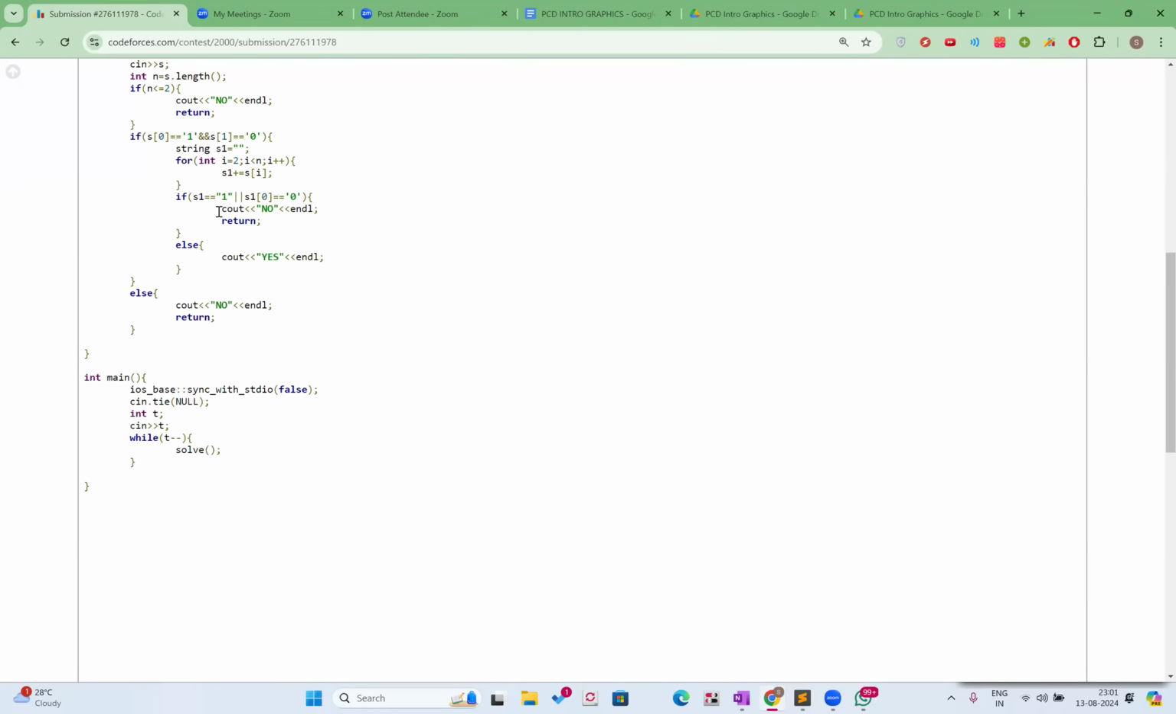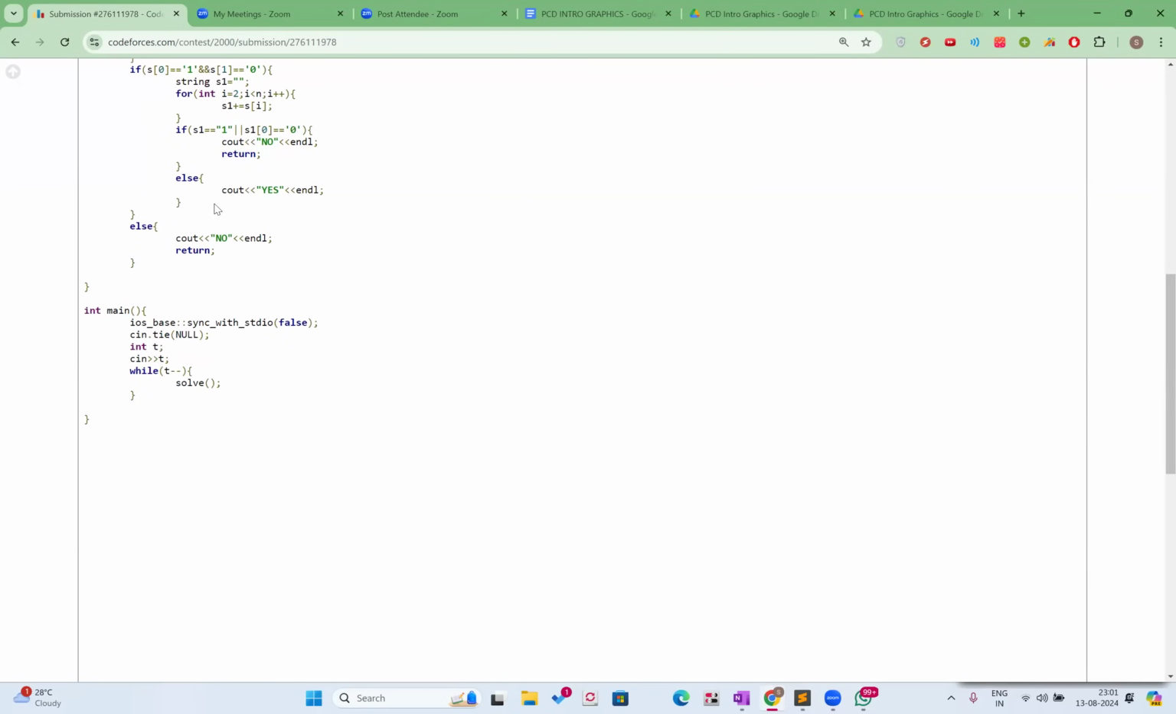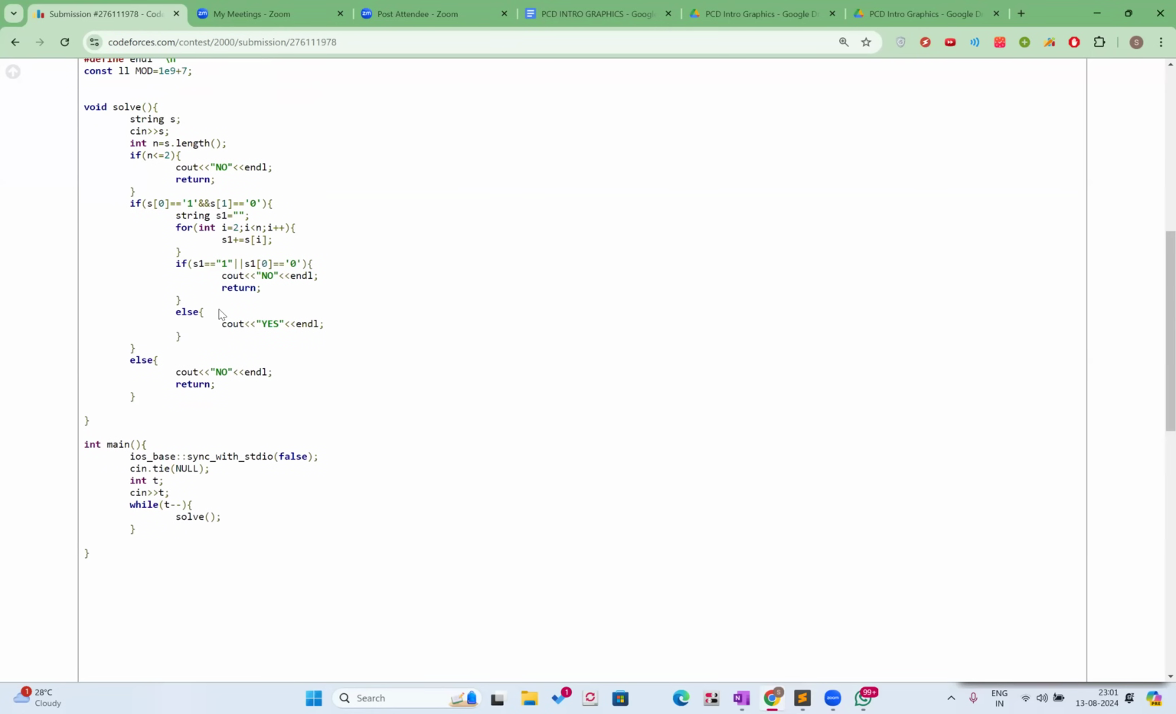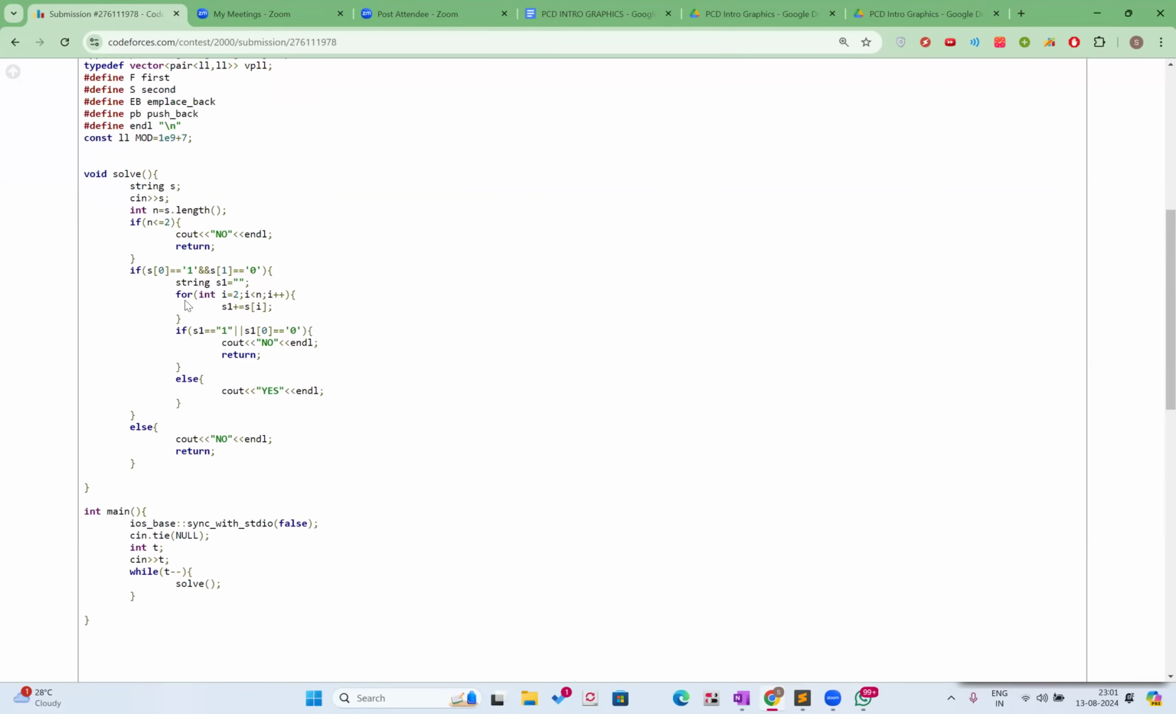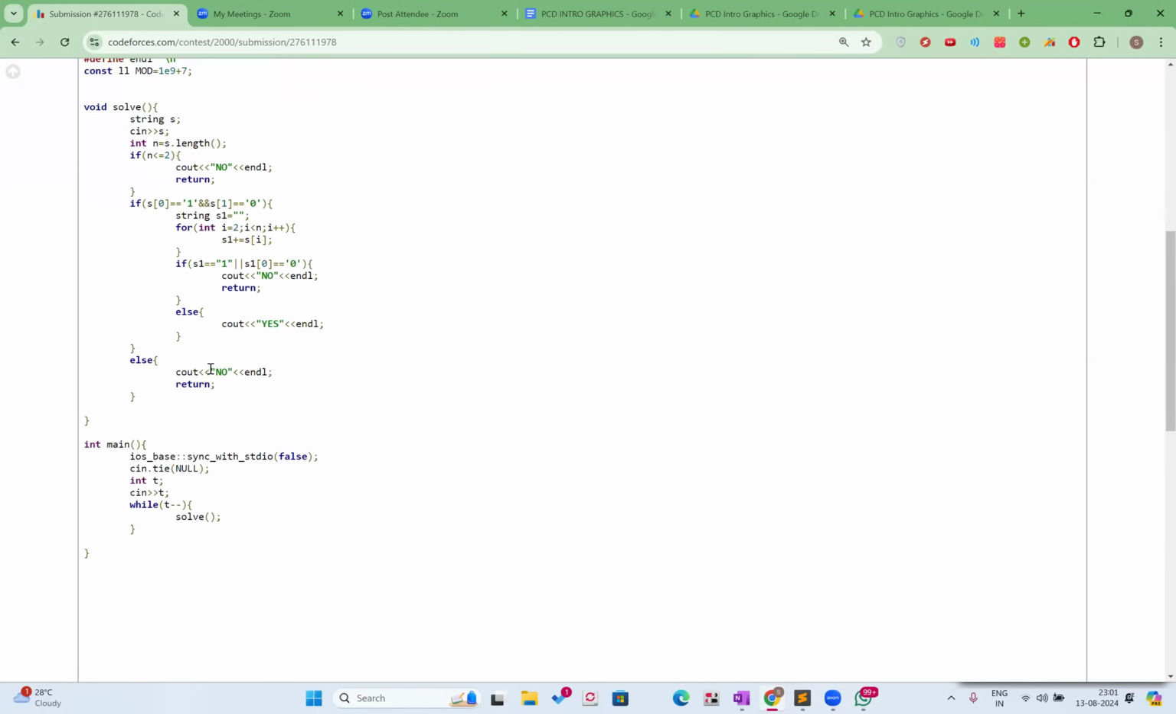So basically, if it occurs, I'll just print no. Otherwise, everything else will do. And if the string does not start with 1 and 0, then also I'll just print no, because it has to be of that form.